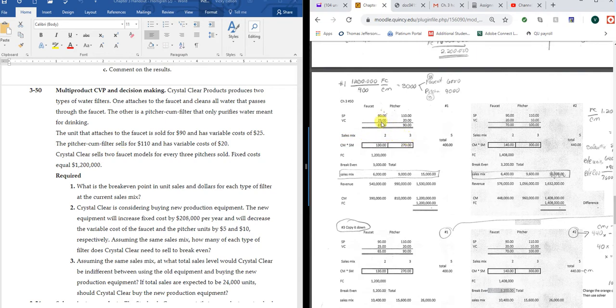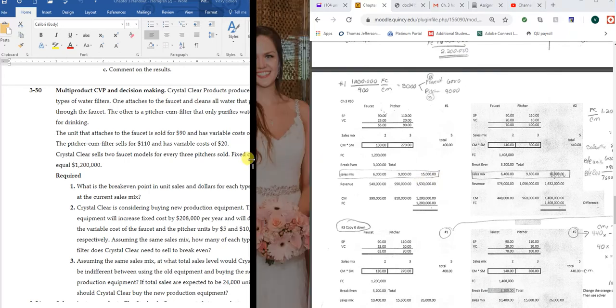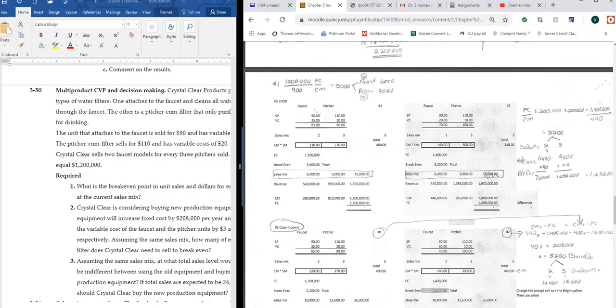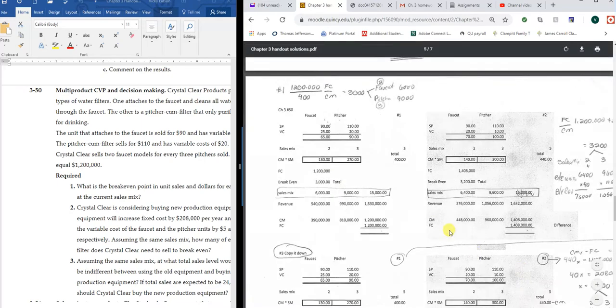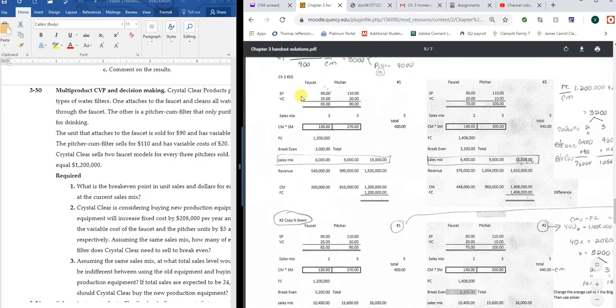And so, steps: first figure out contribution margin or contribution margin percent. And so note they want break-even point in unit sales in dollars. So I can do this a couple ways, and I believe I have it over there. Okay, so step 1, figure out the contribution margin or contribution margin percent.